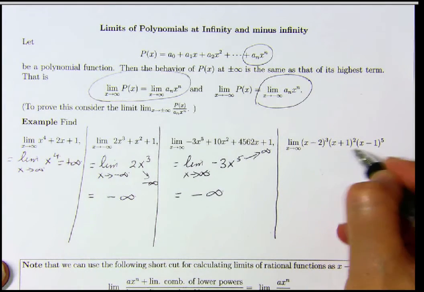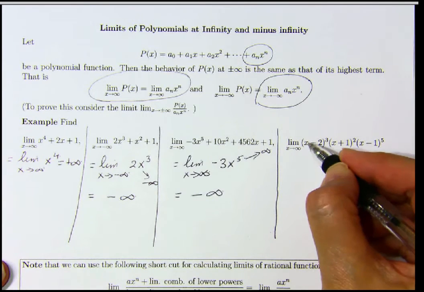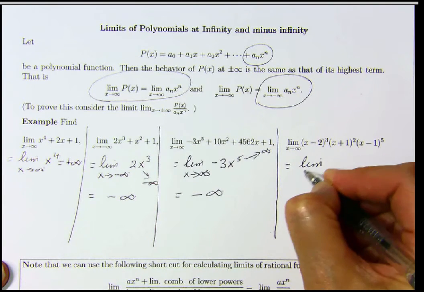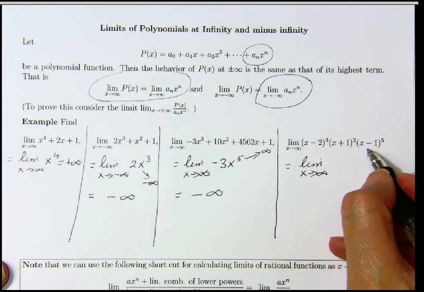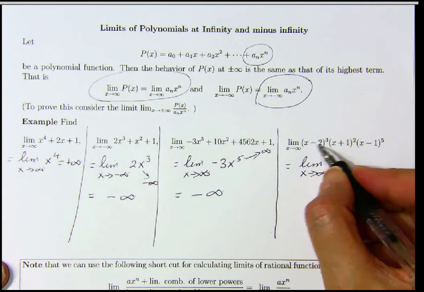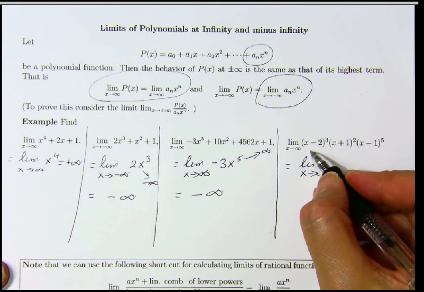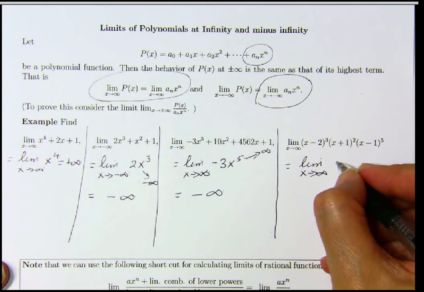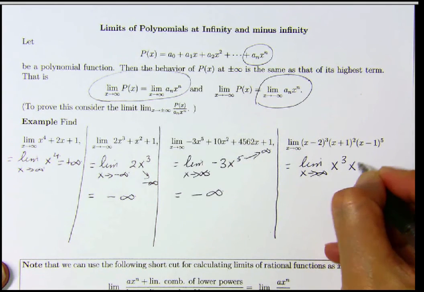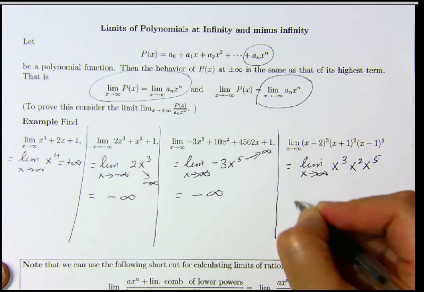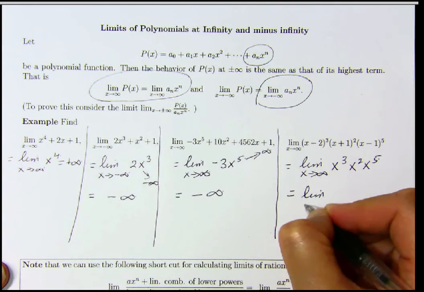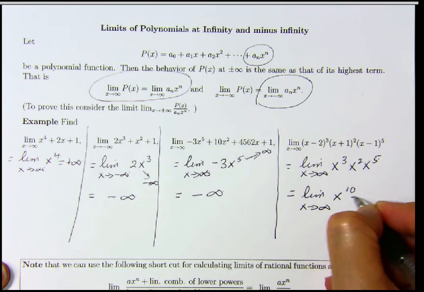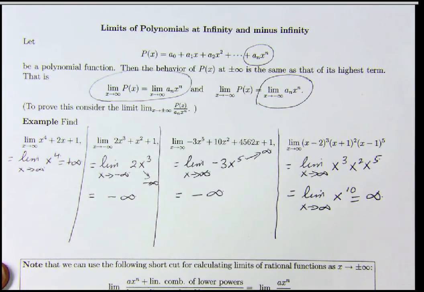And for this one, to find the leading term, well, it's enough just to concentrate on the x values here. So this is the limit as x approaches infinity. The leading term here is what I get when I multiply the highest powers of x in the expansion of these linear factors to the various powers. So this is x cubed times x squared times x to the 5. So it's the limit as x approaches infinity of x to the 5 plus 5, which is 10, and this, of course, is plus infinity.